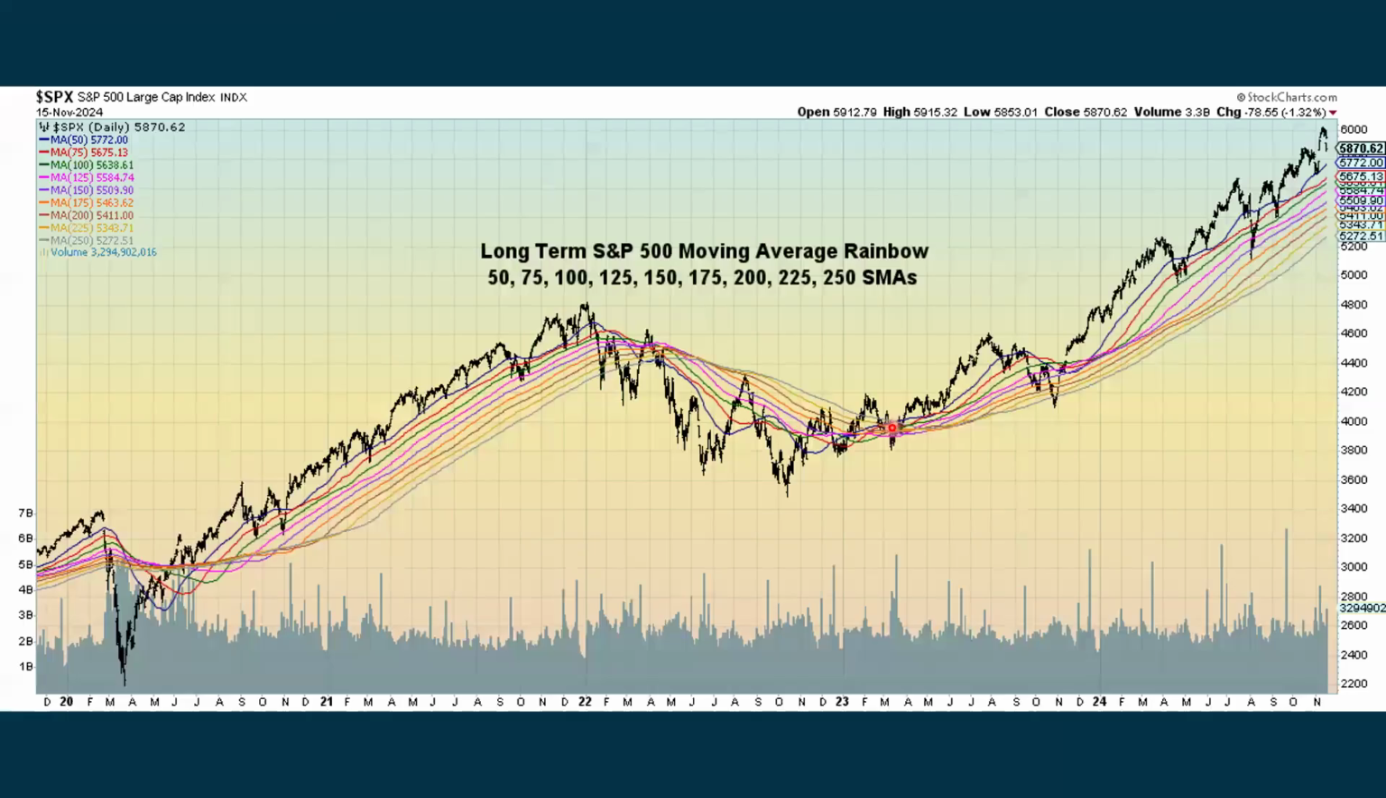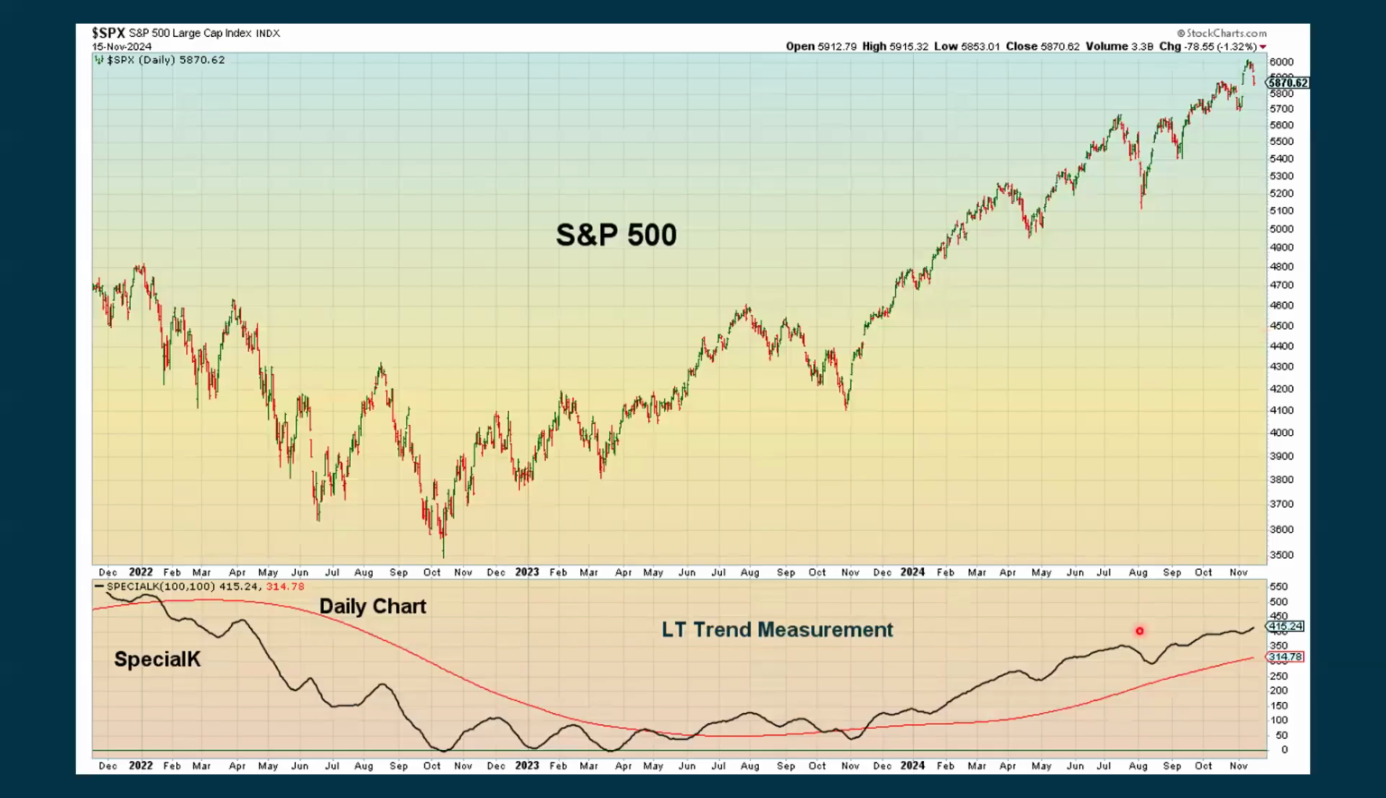Then a long-term rainbow here going from 50 periods up to 250 periods. Yeah, we're coming down, but the lines are still going up. So the long-term trend is still intact. And on the daily chart of the Special K, we finally are seeing a cross on the weekly chart. It took over a year for that to happen, where we've been positive for over a year on the daily chart. So we're seeing a little bit more confirmation, both in the shorter term and the longer term, with a long-term oscillator here.